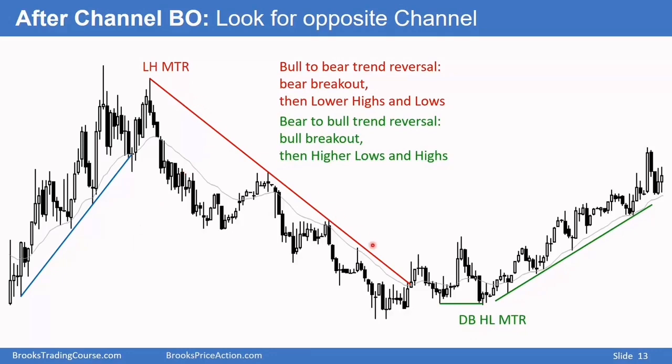Here we have a bear trend reversing into a bull trend. You need a break above the bear channel, and then a resumption of the trend down. Here we resume down twice, and then you got to see a reversal up from there. We have a higher low major trend reversal, and now we have a double bottom higher low. So it's a double bottom higher low major trend reversal, and it led to a bull trend.